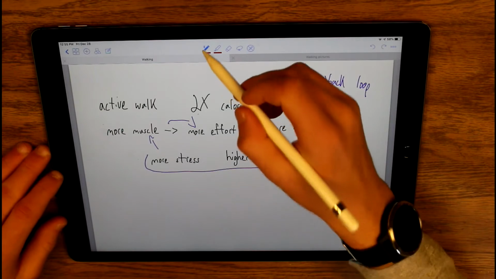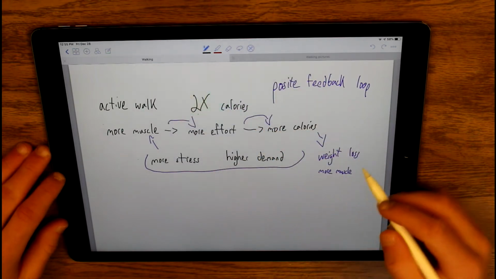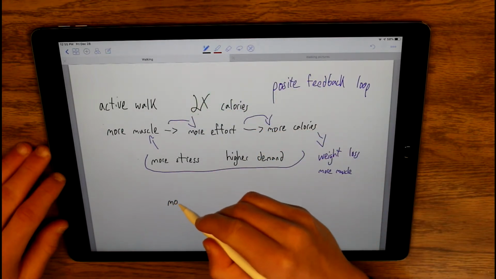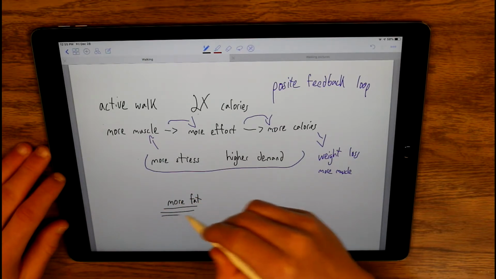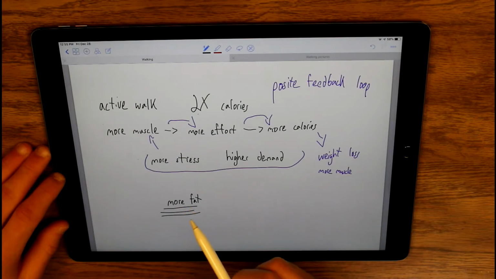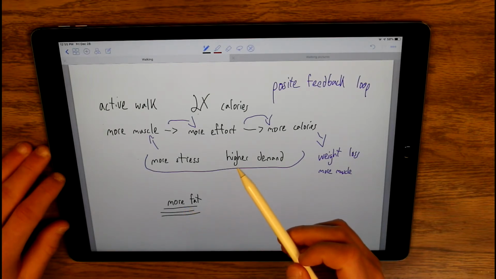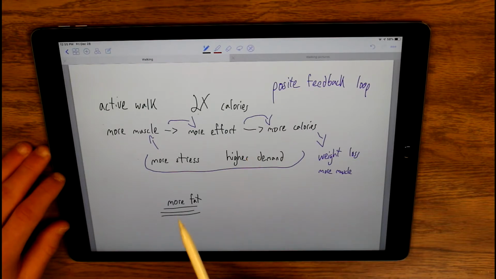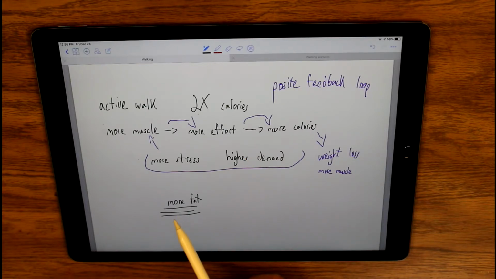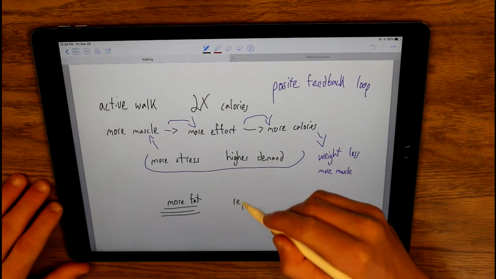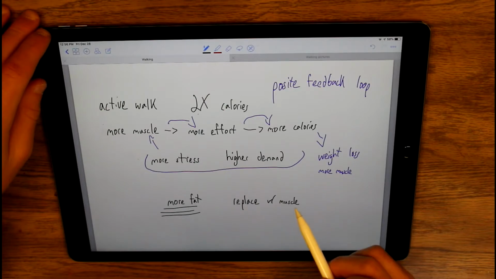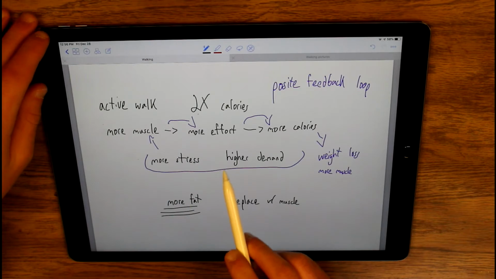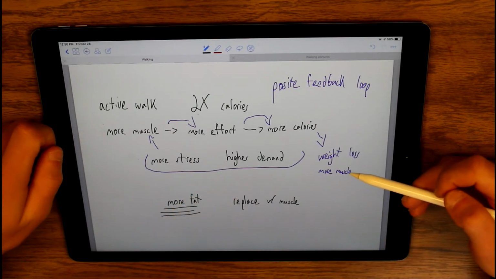And in particular, not just any weight, but more fat. This is what this really translates to: because you're placing a higher stress on your body, because you're placing a higher demand on the body, you're going to burn more fat, and in fact you're going to replace it with muscle. And the more muscle you have, the more calories you're going to burn. Okay? And so, while this does demand more muscle, it also generates more muscle.